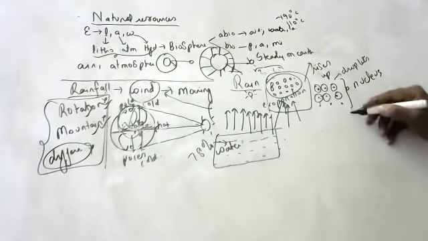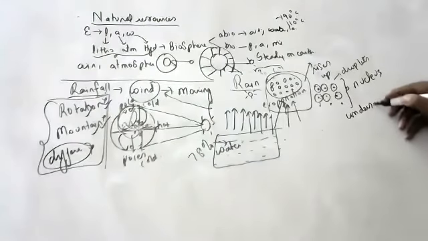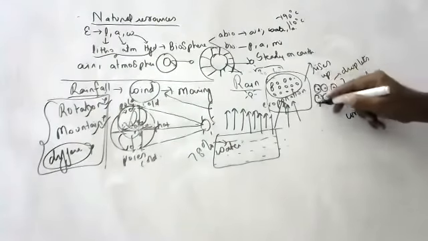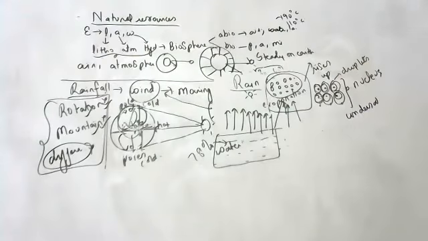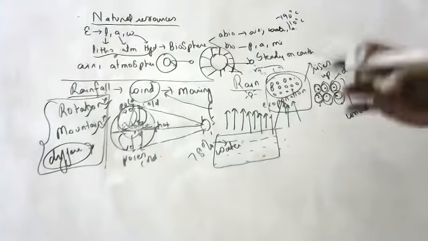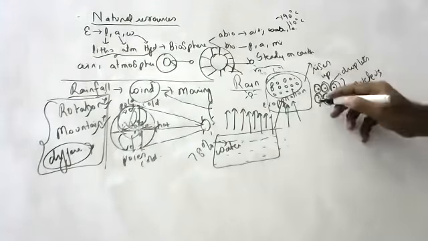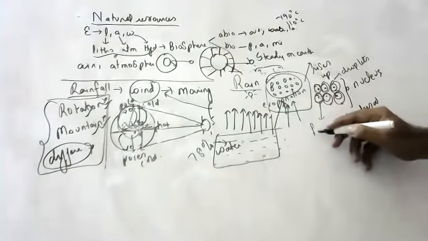Due to condensation, the size of the water droplets becomes very, very big. And then they fall on the ground as rain.